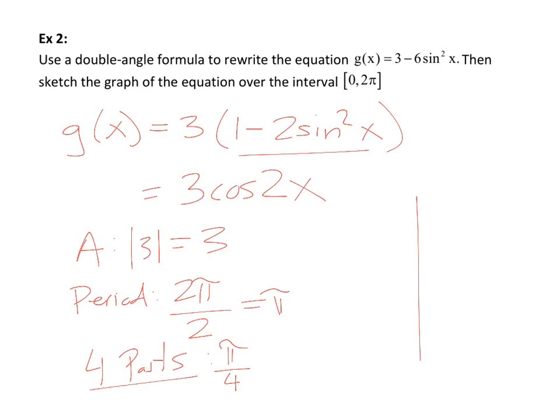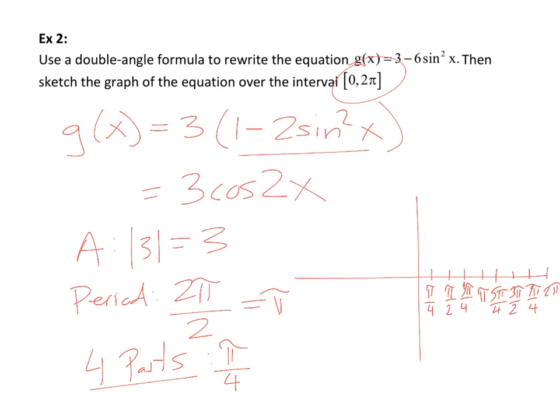So let's make a little grid here. And what am I moving by? I'm moving by fourths, so pi over 4. This is 2 pi over 4, or pi over 2. 3 pi over 4. Then I have pi. And it wants me to go to 2 pi. So then I have 5 pi over 4, 6 pi over 4, or 3 pi over 2. Then I have 7 pi over 4. And then I have 2 pi.